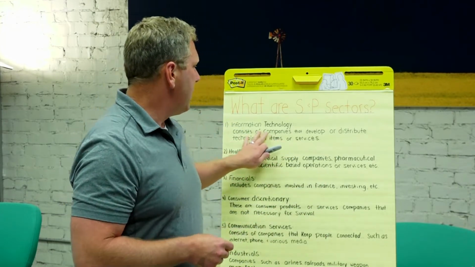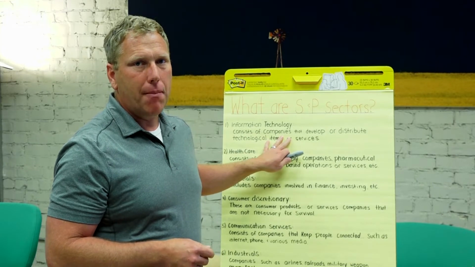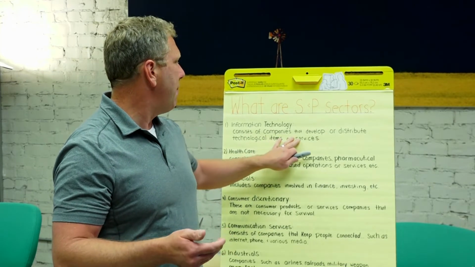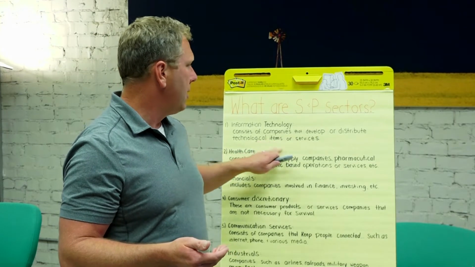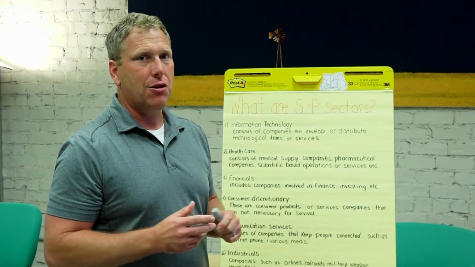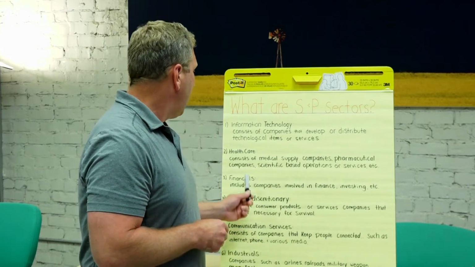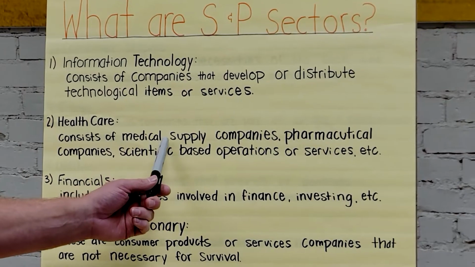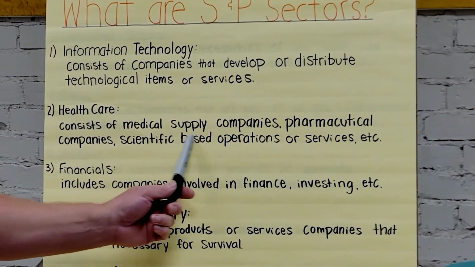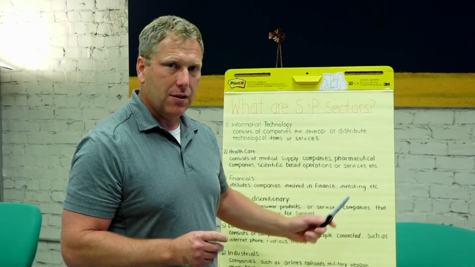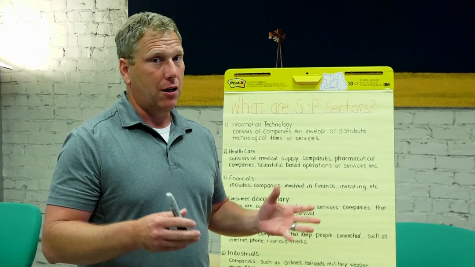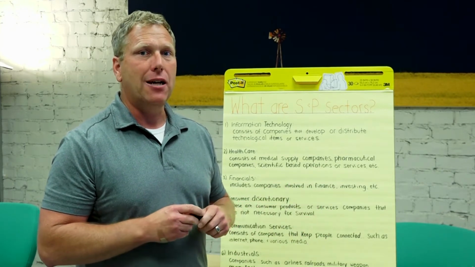Number one is information technology, and most of us probably already know what that is, but that is companies that develop or distribute technological items or services. So just about anything that you can think of in those areas. Healthcare, that's your medical supply companies, your pharmaceuticals, scientific-based operations or services. So anything in the medical field, of course, a lot of that is cutting edge as well.